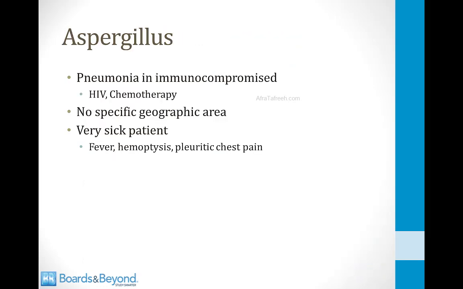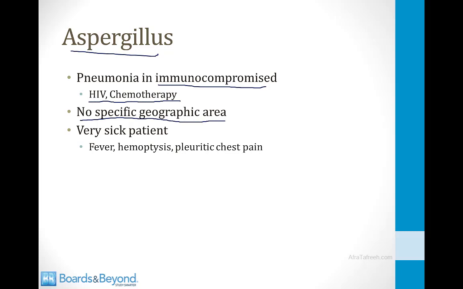Let me finish this module by mentioning Aspergillus. So I talk about Aspergillus in detail in the module on opportunistic fungal infections, but I mention it here because it can also cause pneumonia, but you should never ever confuse it with any of the fungal pneumonias mentioned in this module. So Aspergillus pneumonia only happens to people who are immunocompromised. So it's going to happen to people who have HIV or who are on chemotherapy. It has no specific geographic area. It can happen anywhere. Aspergillus is monomorphic.